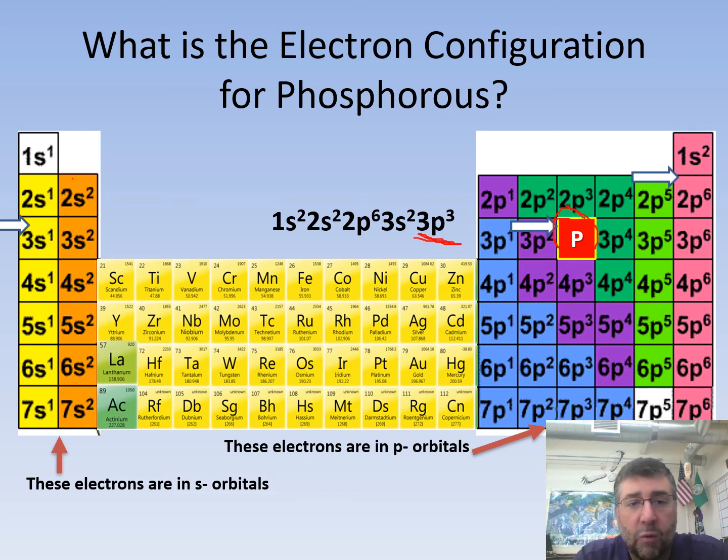So again, we're going to go 1s2, that's for your first row, 2s2, that covers these two, 2p6 covers these guys, 3s2 covers these two, and 3p3 tells us it's the third one over in the third row of the p area of the periodic table.